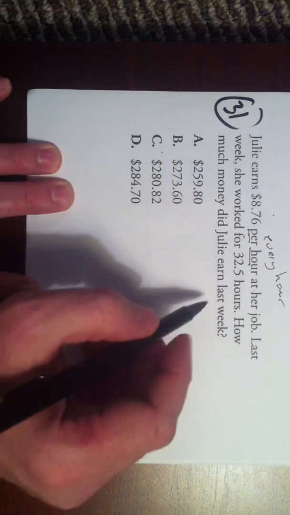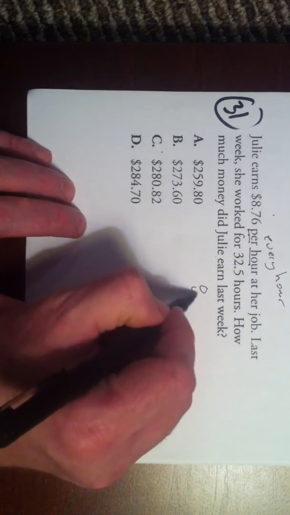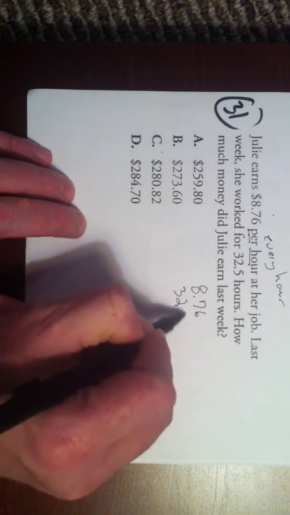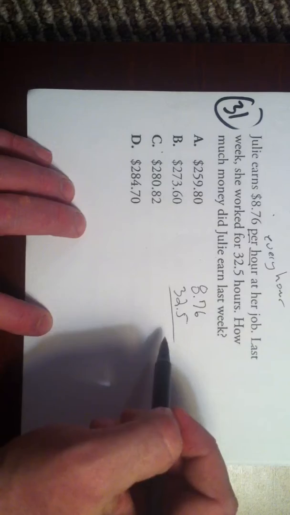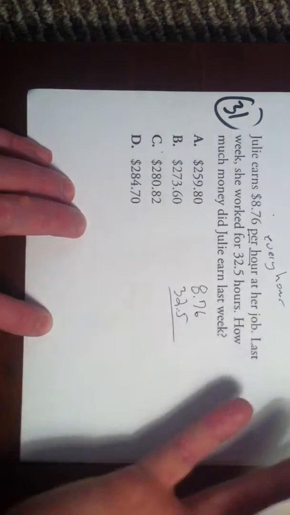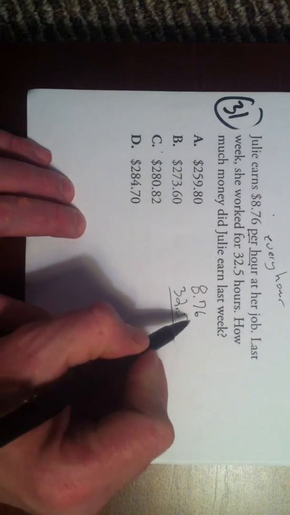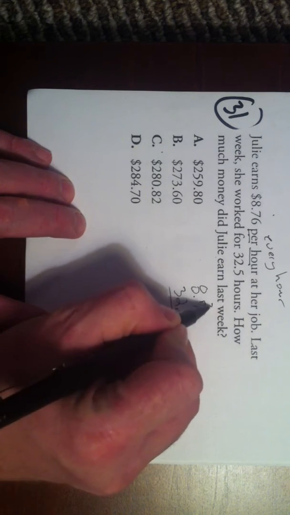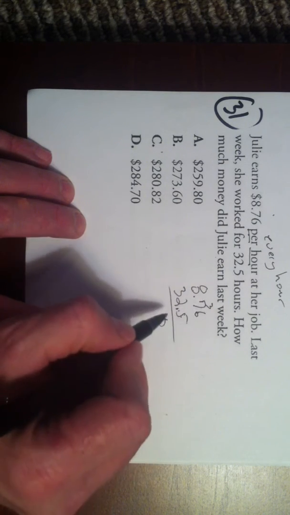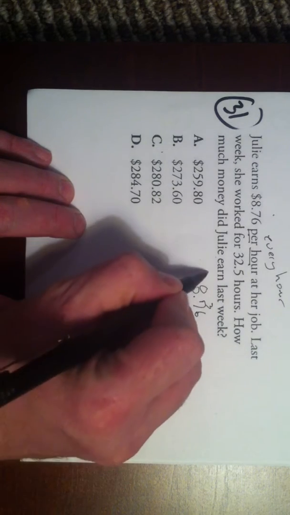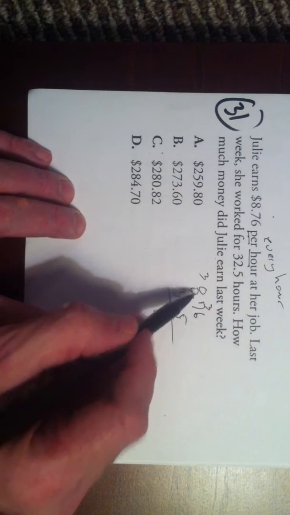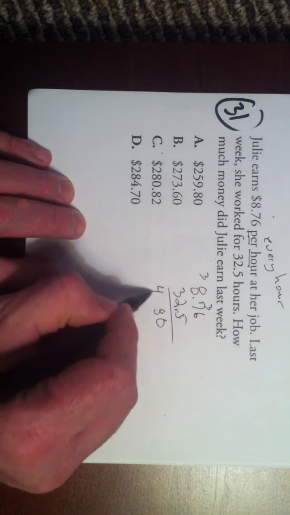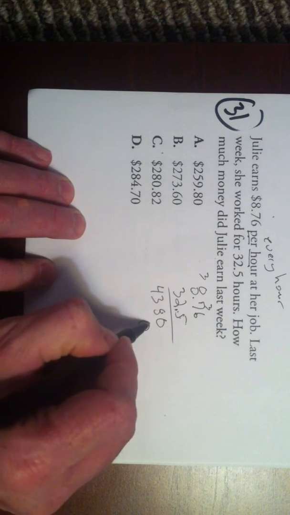Well, if I work 32 and a half hours, I got to multiply 8.76 by 32.5. And when we're multiplying, we don't have to line up the decimal place. We do have to count over later. All right. So 5 times 6 is 30. Carry the 3. 5 times 7 is 35, plus 3 is 38. Carry the 3 again. 5 times 8 is 40, plus 3 is 43. Don't forget your 0.